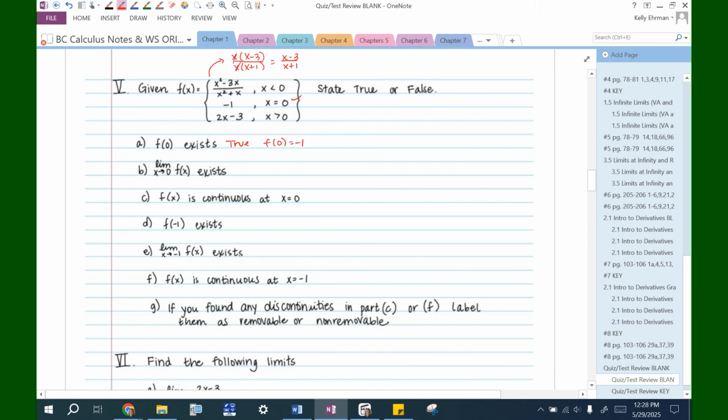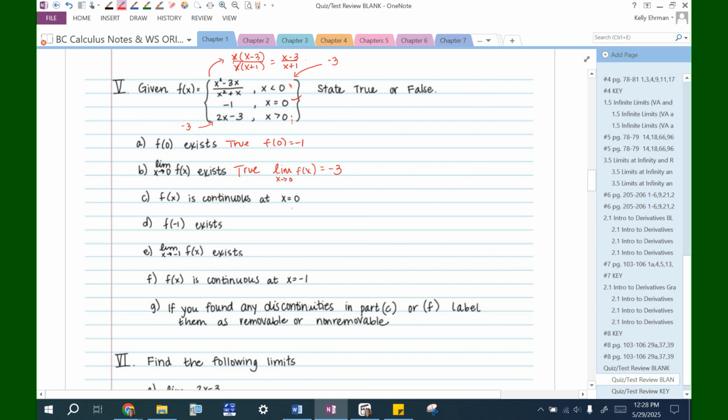Does the limit as x approaches 0 of f of x exist? So let me do this informally. So the two pieces are top and bottom equations, left and right. Go ahead and plug 0 into the simplified version here. So if you plug 0 into that, you get negative 3. If you plug 0 into this side, you get negative 3. So yeah, the limit exists. The limit as x approaches 0 of f of x is equal to negative 3 on both sides.